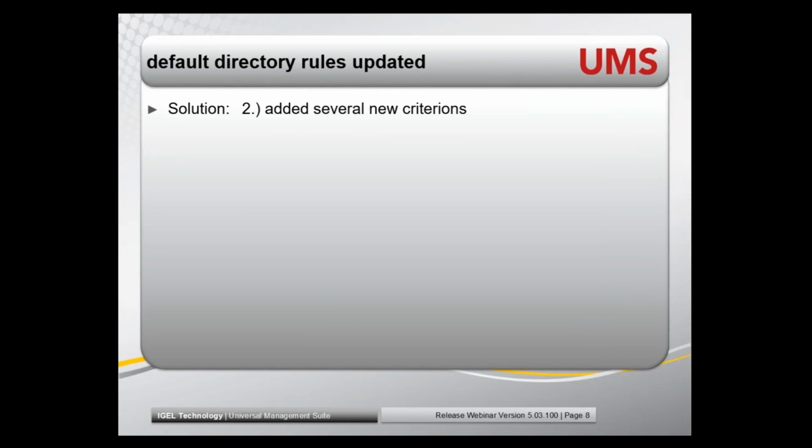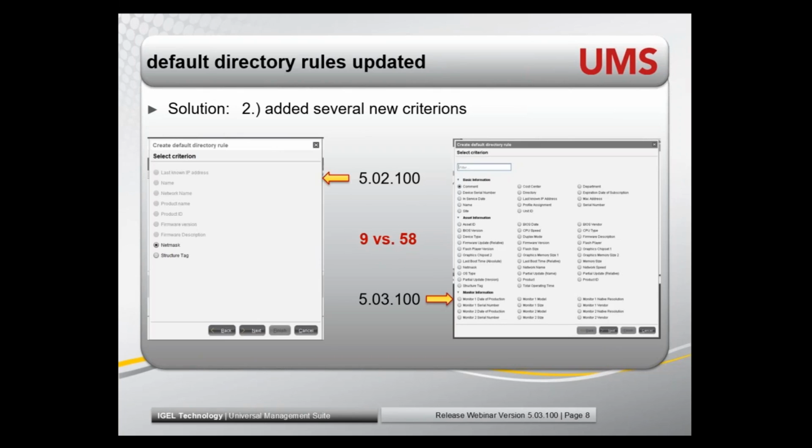How to make a better usability? The first thing was to move it to a direct entry in the tree. The second one was to add new criteria. Formerly, there were 9 criteria to create this filter to select thin clients that should go into this default directory. And now there are 58 options. So it's much easier, with many more possibilities to create a rule for your default directories.